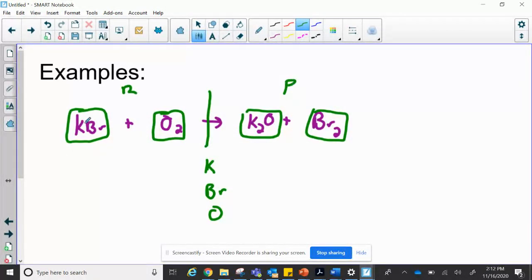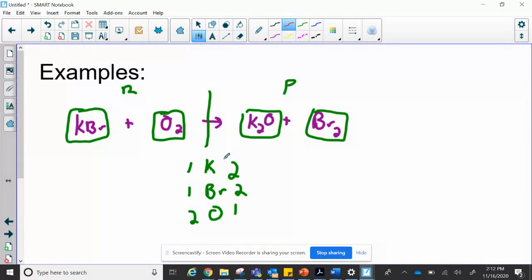Okay, on the reactant side, you guys can count, you've got 1 K, 1 Br, and 2 Os. On the product side, I have 2 Ks, 1 oxygen, and 2 Brs. Now, these don't match, right? We have to have the same number of atoms of each element on each side. So this is where our coefficients come in.